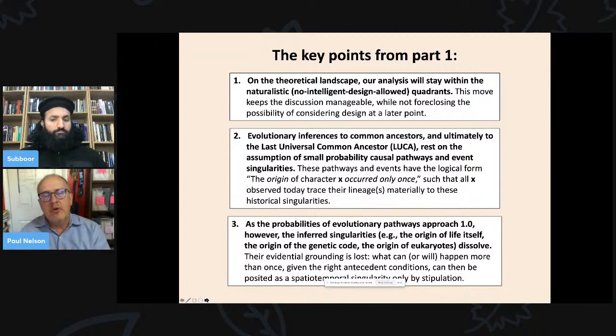And the epistemological indicator of history would be lost. All right, I'll have more to say about this later on in the talk, but I spent some time on this in part 1 because it's very important.